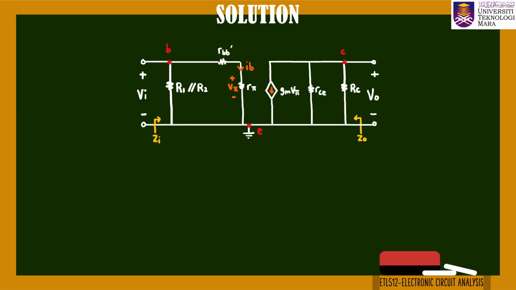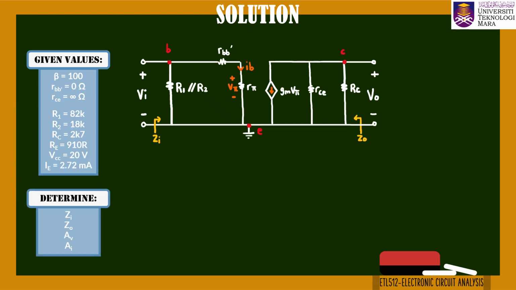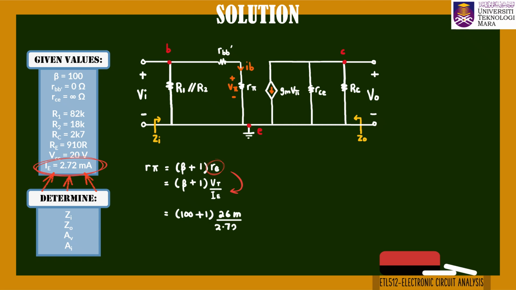The question asks us to find input impedance, output impedance, voltage gain, and current gain. But notice that the value of Rpi is not directly given, so we need to calculate it using the formula, where Rpi is Vt over Ie. Vt is a constant value of 26 mV and Ie is provided in the question. From this, we can determine Rpi.